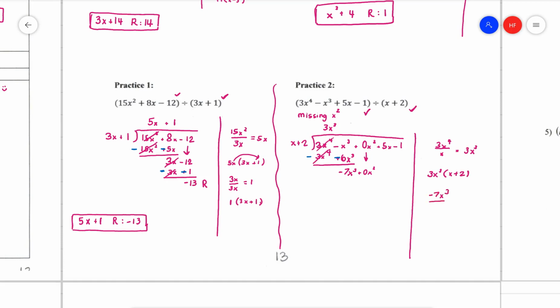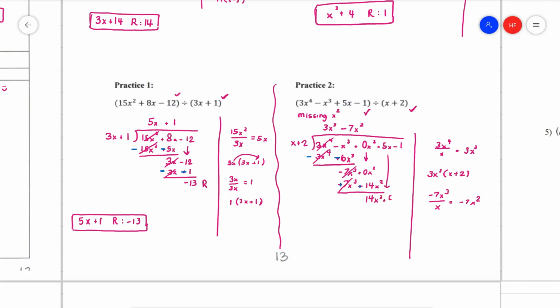Negative 7x cubed divided by x gives me negative 7. X cubed divided by x is x squared. So minus 7x squared goes on top. I know it's going to give you minus 7x cubed, but I still got to do the second term. So negative 7x squared times 2 is negative 14x squared. Change both of those signs. Plus, plus. Cancel. 0x squared plus 14x squared is 14x squared.